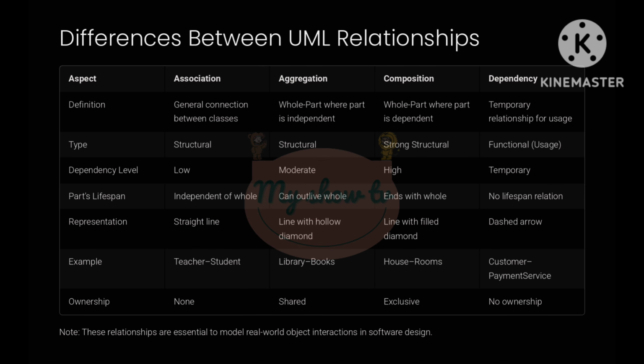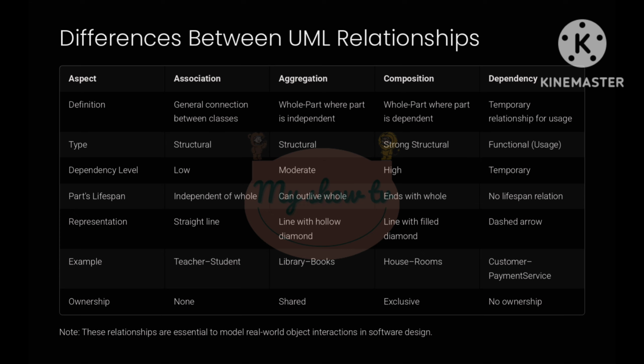Slide 6. Differences between UML relationships: association, aggregation, composition, dependency. Now, let's understand the differences between four important UML relationships: association, aggregation, composition, and dependency. These relationships define how objects and classes are connected or interact with each other in a system design. 1. Association. Association represents a general relationship or connection between two classes.